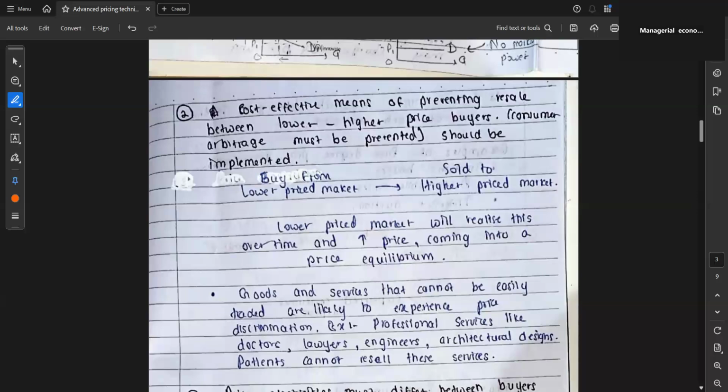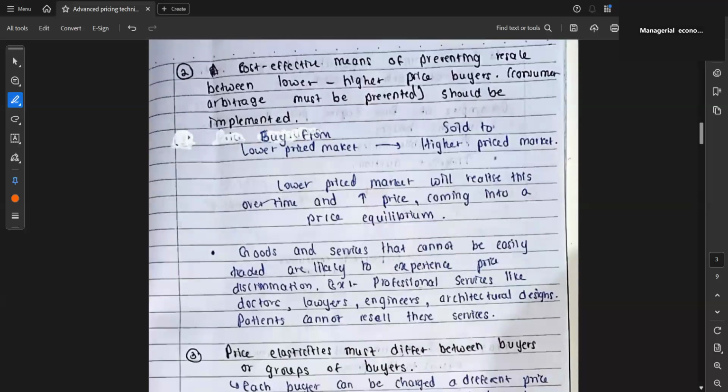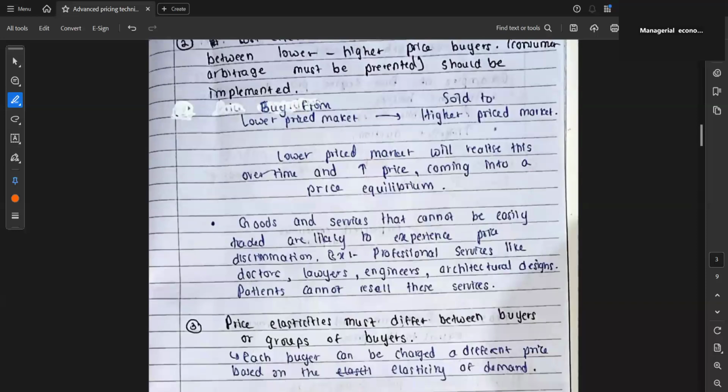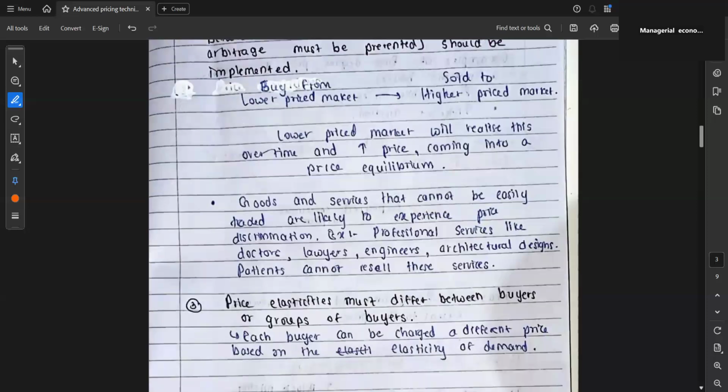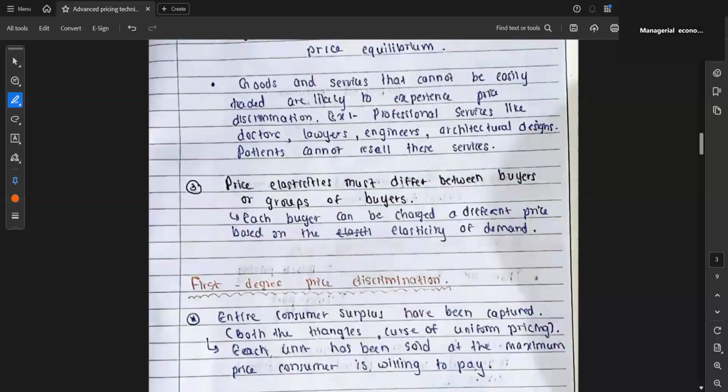There are professional services like doctors, lawyers, engineers, architectural designers. The patients, their customers, cannot resell their services. So they have the ability to perform price discrimination compared to other products, the suppliers.